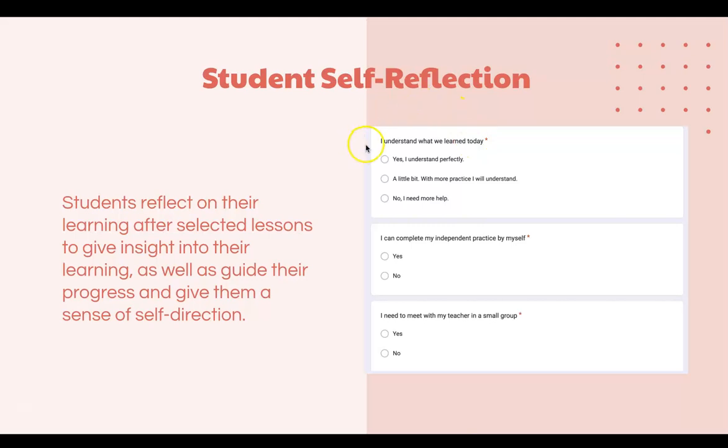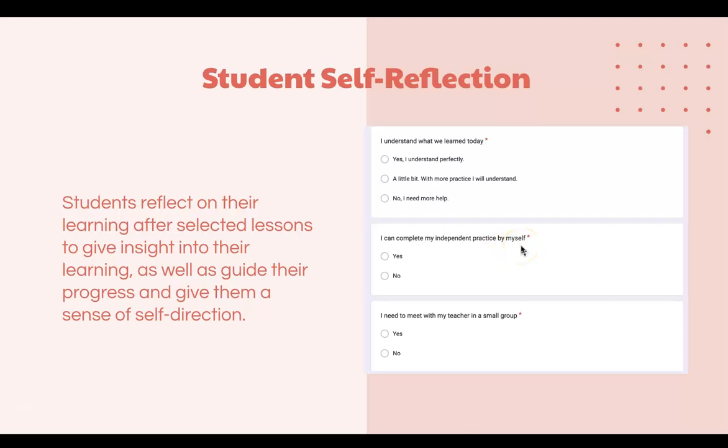It has questions such as, I understand what we learned today. Students are given the option to say, yes, I understand perfectly, no, I need more help, or one in the middle that says a little bit, and with more practice I will understand. Additionally, they can answer questions like, I can complete my independent practice by myself.